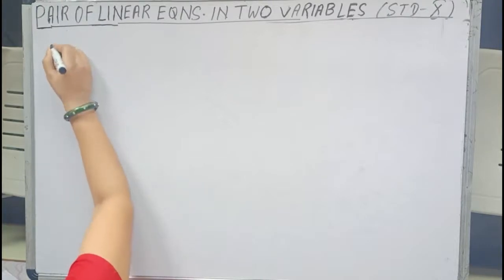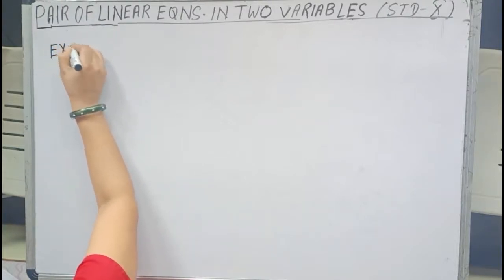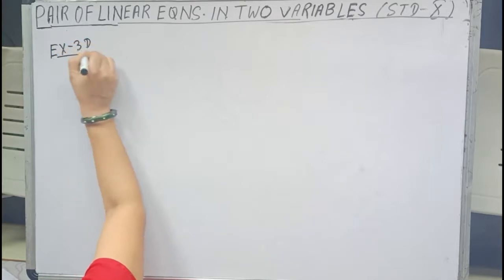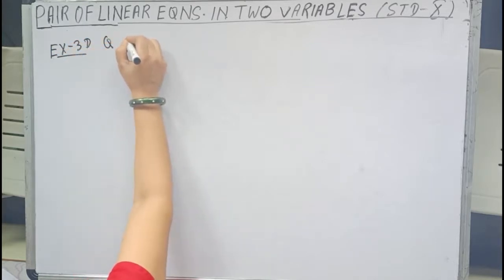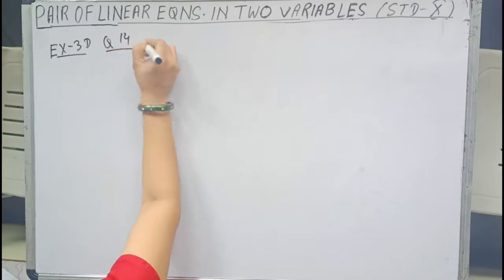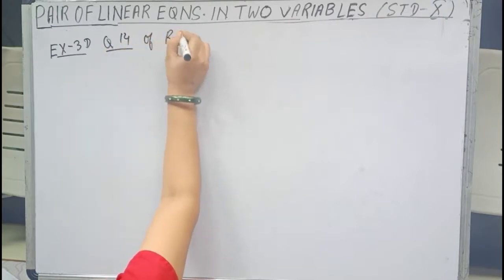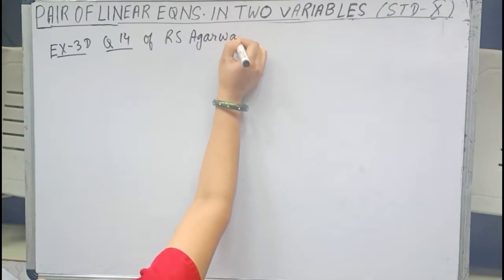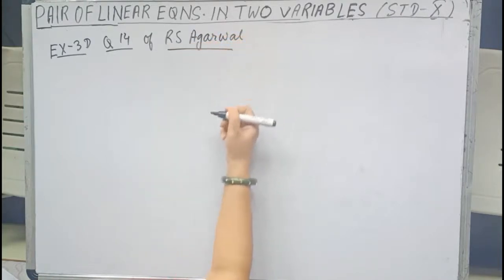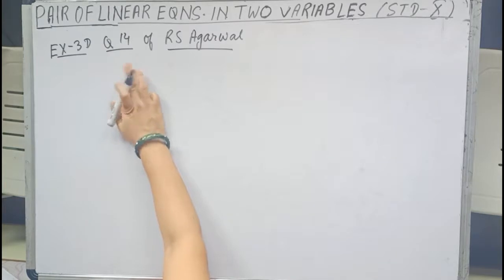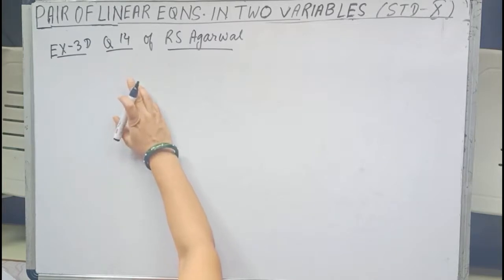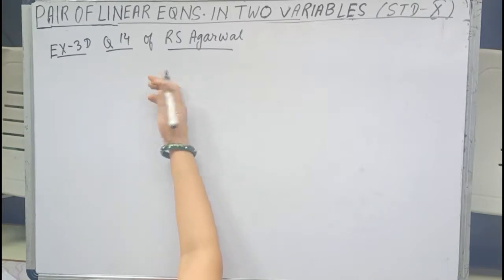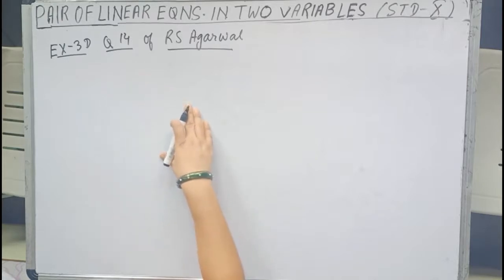This I am doing exercise 3D, question number 14 of R.S. Agarwal. Now the question number can change because this book is of old publication. So you check the sum only, that which question I am doing.